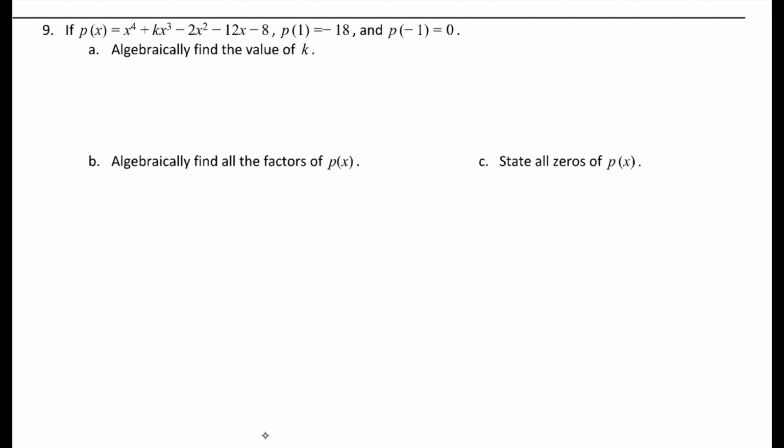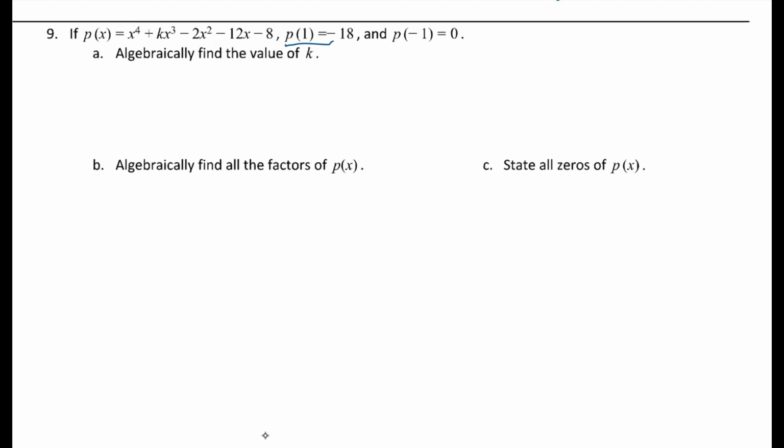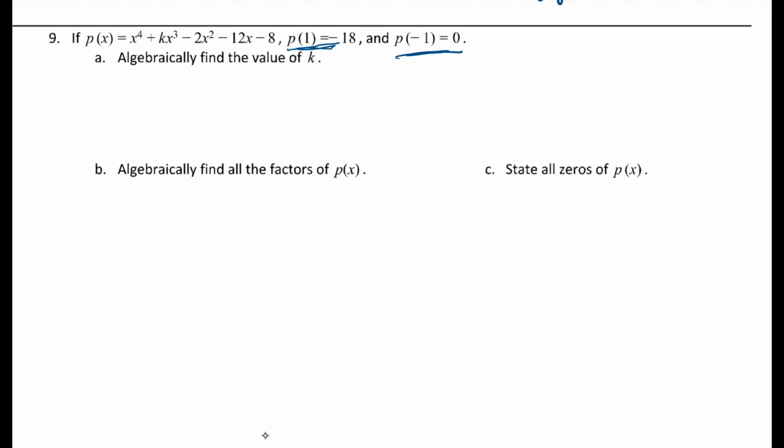And for the last one, number 9. If p of x is equal to that, and p of 1 equals negative 18, and p of negative 1 equals 0, algebraically find the value of k. Okay, there's a lot to unpack here, right? They give us these two pieces of information, and to find k, we could actually use either of them.